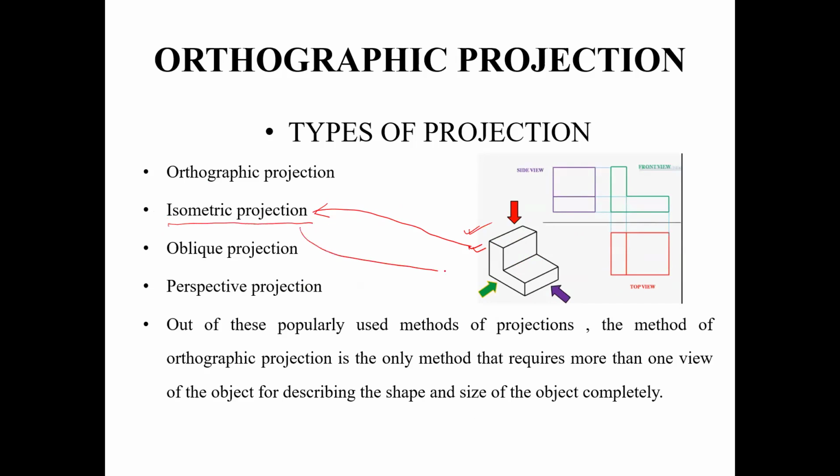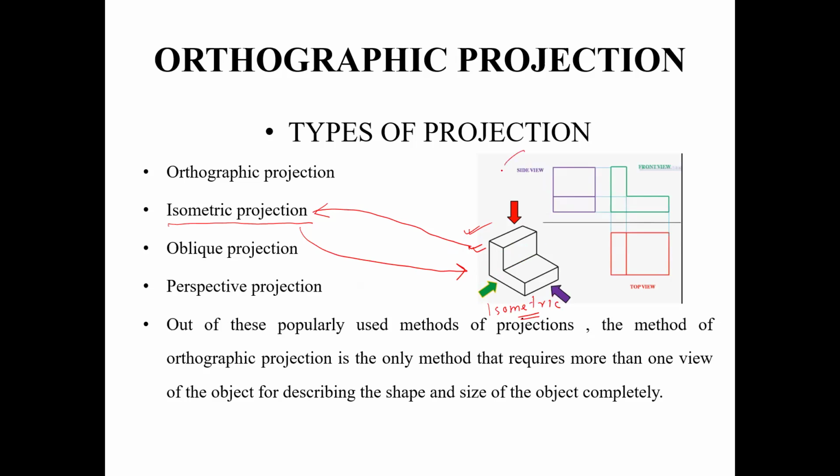When you are following the principles of isometric projection, the view of the object will look something like this, if this is the object. For other objects, the view will look slightly different, but the nature of the view will be similar to this, where all the details about the shape and size of the object can be extracted from a single view. So this is called the isometric view of the object.